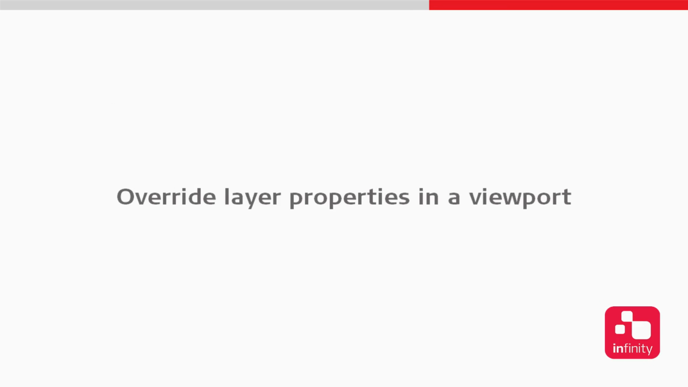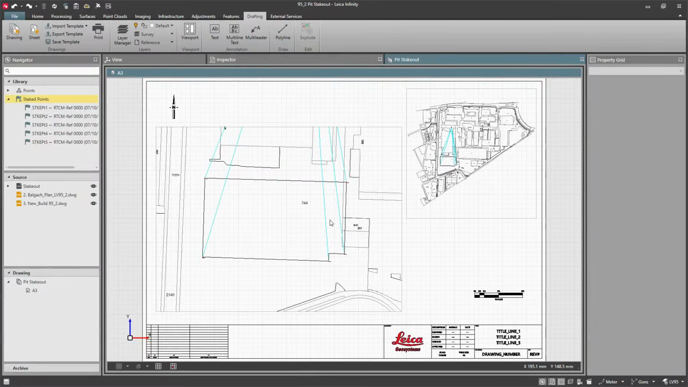Overriding layer properties in a viewport. It is possible to control the visibility and styling of the same objects in different viewports without modifying the global layer configurations. To change the view in a viewport, enter the viewport by double-clicking inside it. Open the Layer Manager in the Drafting ribbon bar.